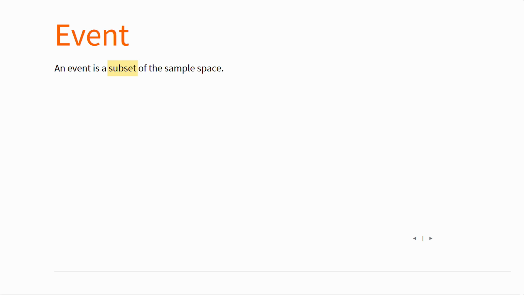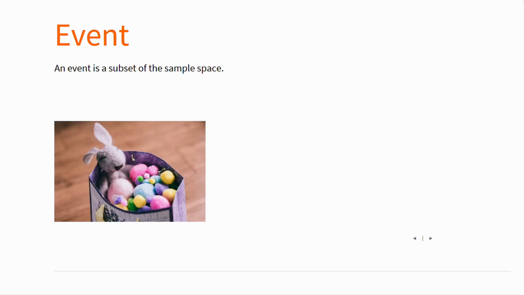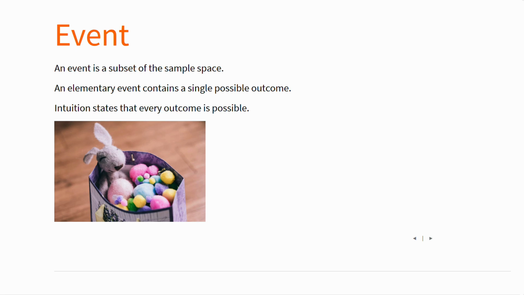Now, an event is a subset of the sample space. If you pick a cotton ball in this bag, one event could be that you pick a pink cotton ball. Another event could be that you pick a pink or blue cotton ball. An elementary event is an event containing a single possible outcome from the sample space. Here, picking this particular cotton ball is an elementary event. Since there are no orange cotton balls, intuitively here, the event picking an orange cotton ball is not part of the set of possible outcomes, as it is not possible.